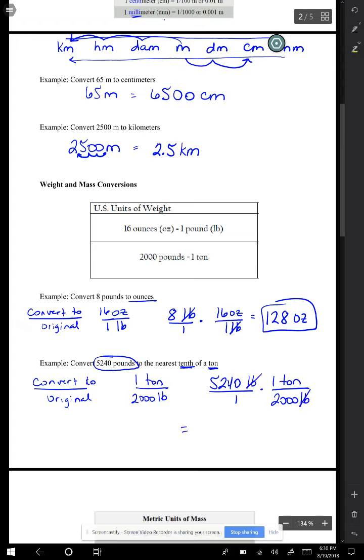and when you divide 5,240 by 2,000, you end up with 2.62, but it said to round to the nearest tenth, so 1 decimal place. We look at the 6 to the right of that. The number is not less than 5, so that tells us we round up. So this is approximately 2.6 tons.